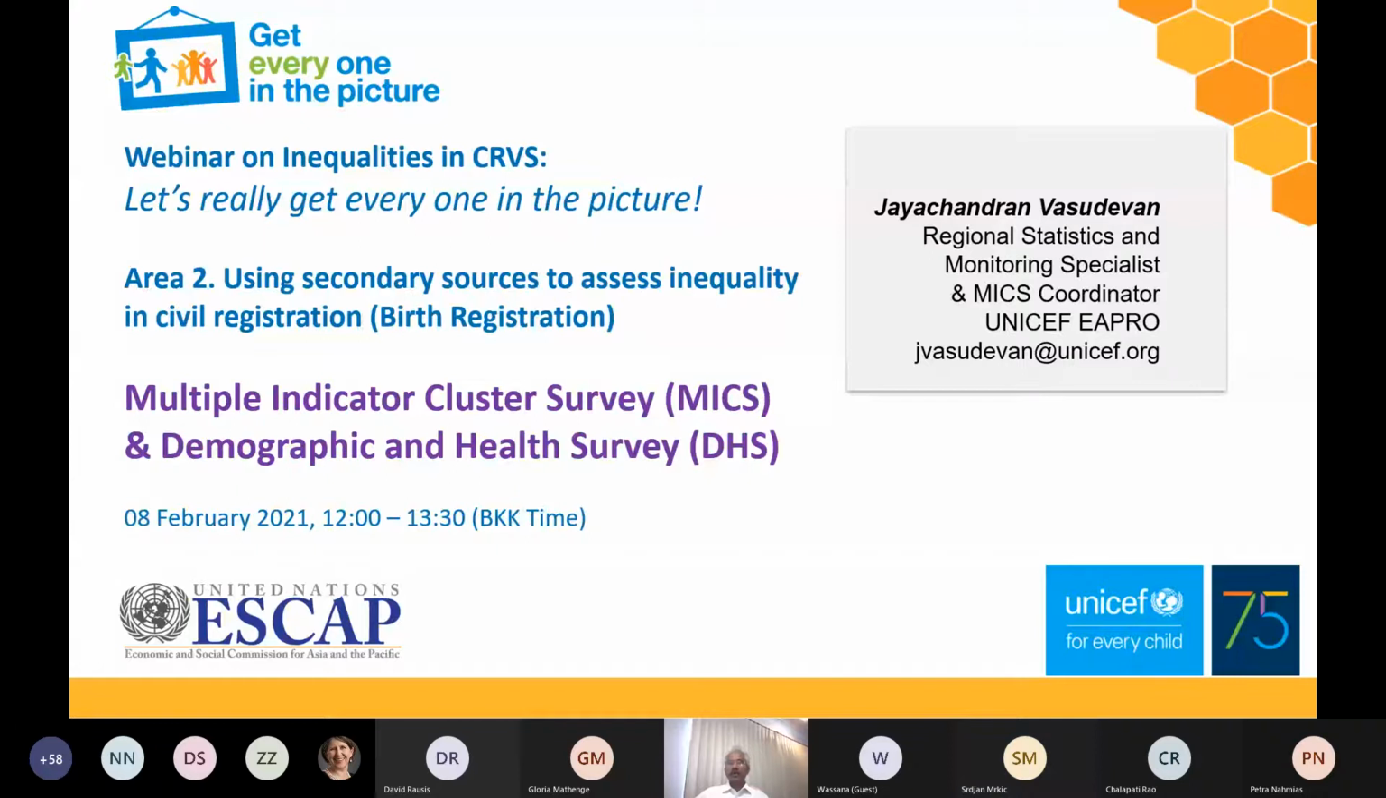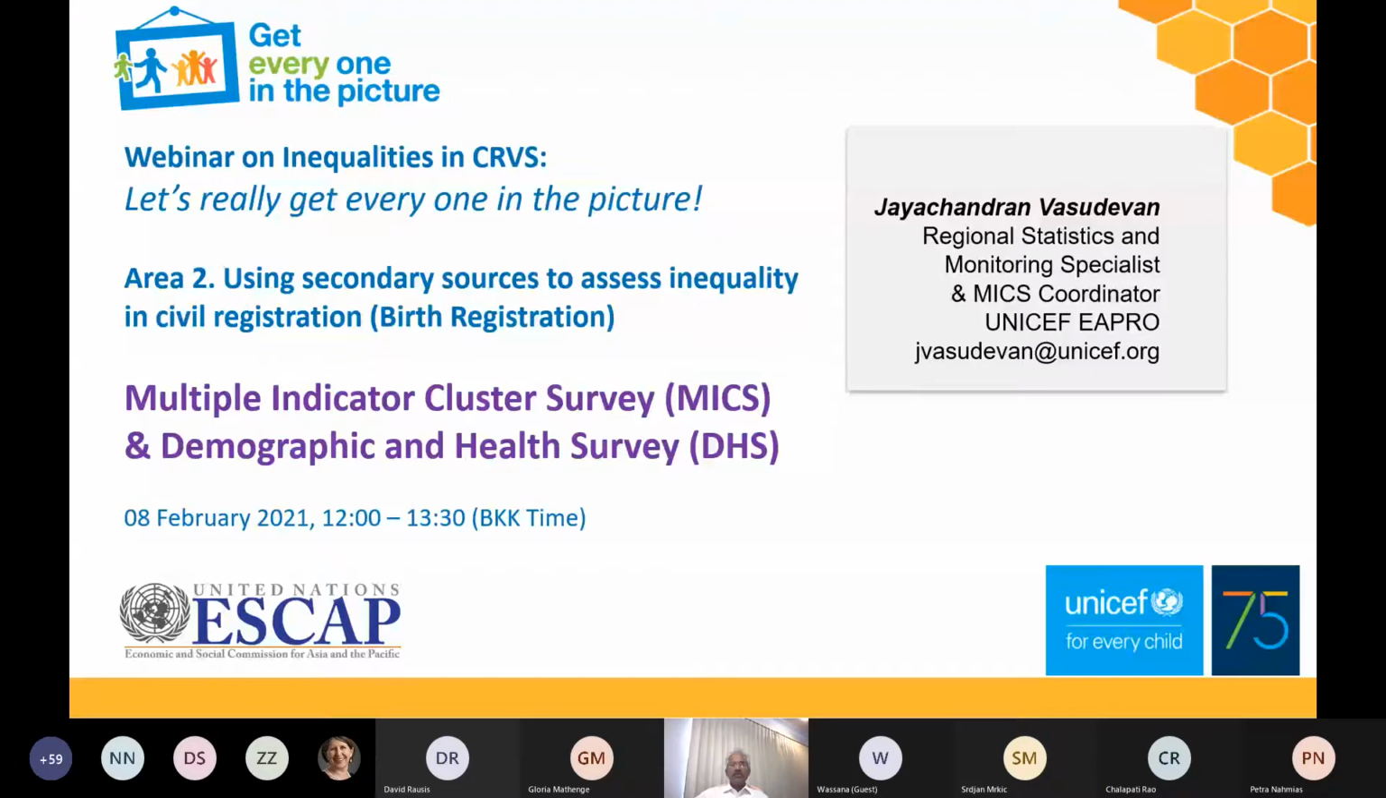And then how birth registration data is collected through these surveys, and the power of household survey data in terms of understanding the inequality. I will also share some examples. And then I will go into sharing some of the advantages and disadvantages of these household surveys and household survey data in general. And I will also try to bring up some of the thoughts and way forward.